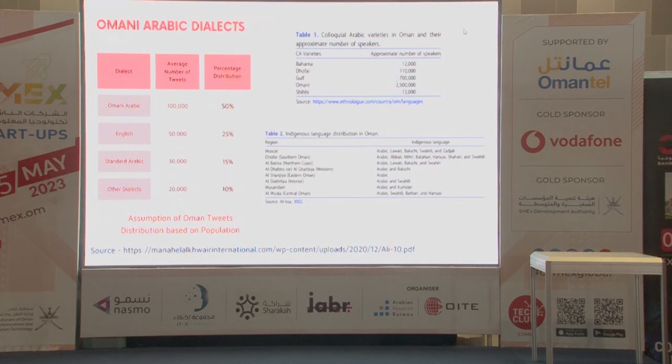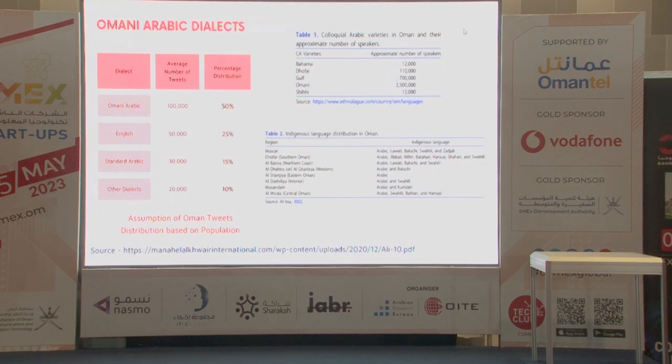That's from the daily number, the 500,000 tweets which I was talking about. So 100K tweets come in the form of Omani Arabic. Then there's 25% from the English language, and 15% from standard Arabic. Standard Arabic here refers to more of a professional, textbook Arabic. Omani Arabic is the colloquial one, which we speak amongst our friends and everyone.